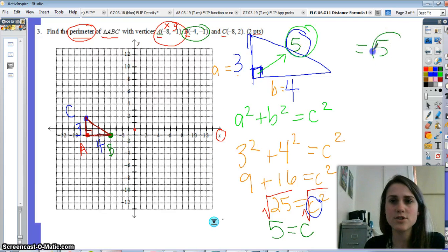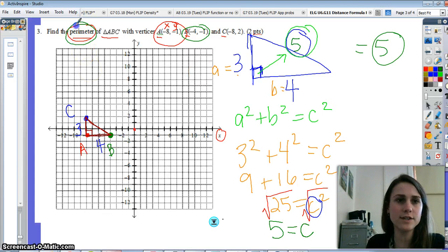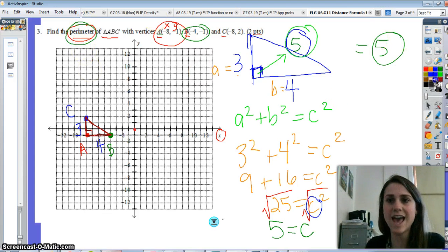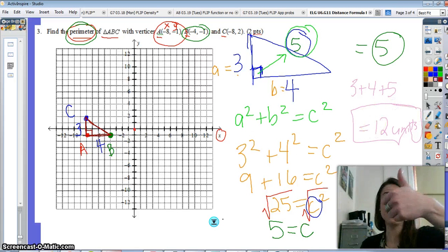Is the answer to this question 5? No, we're trying to find the perimeter of this triangle, so we need to add 3 plus 4 plus 5. Perimeter is the distance around the triangle. 3 plus 4 is 7 plus 5, 12 units. Whoa, 12 units.